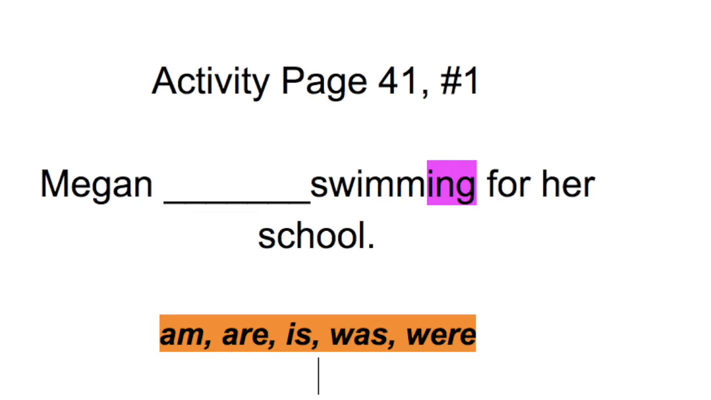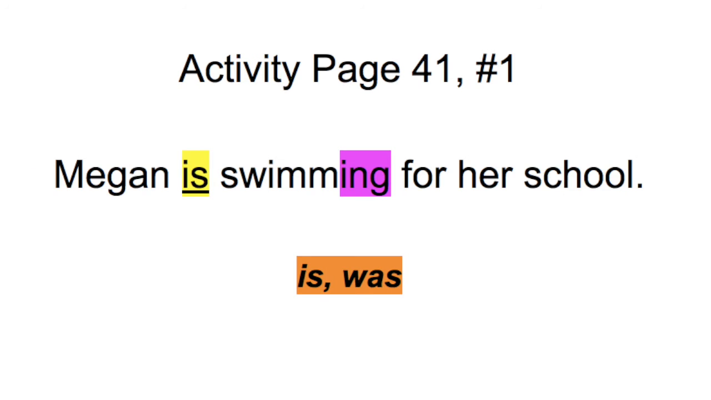What about Megan was swimming for her school? Does that make sense? It does. So there you see you have two options for that sentence. Megan were swimming for her school. That doesn't make sense, does it? So you know because you have the ing on the end of swim that you use a form of be. Am, are, is, was, or were.